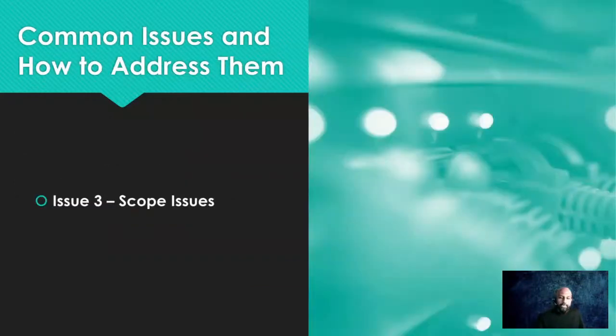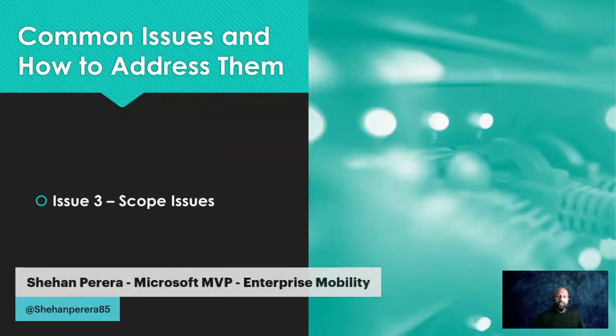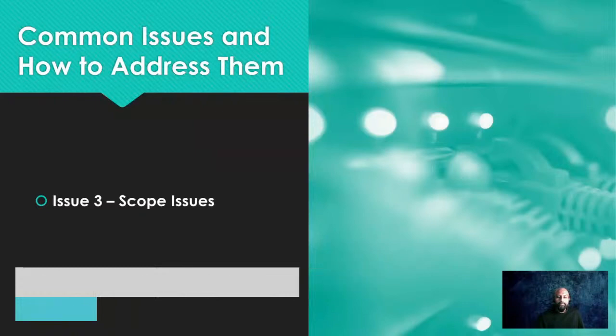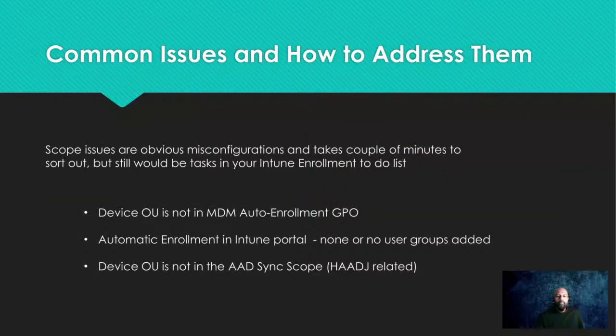So the next challenge, or the next issue, I would say, can be scope issues. There are a number of scope issues, but let's go through them. I would say scope issues are obvious misconfigurations, and it would take a couple of minutes to sort them out. But this should be in your Intune enrollment to-do list, so you won't miss anything. So we set the focus earlier.